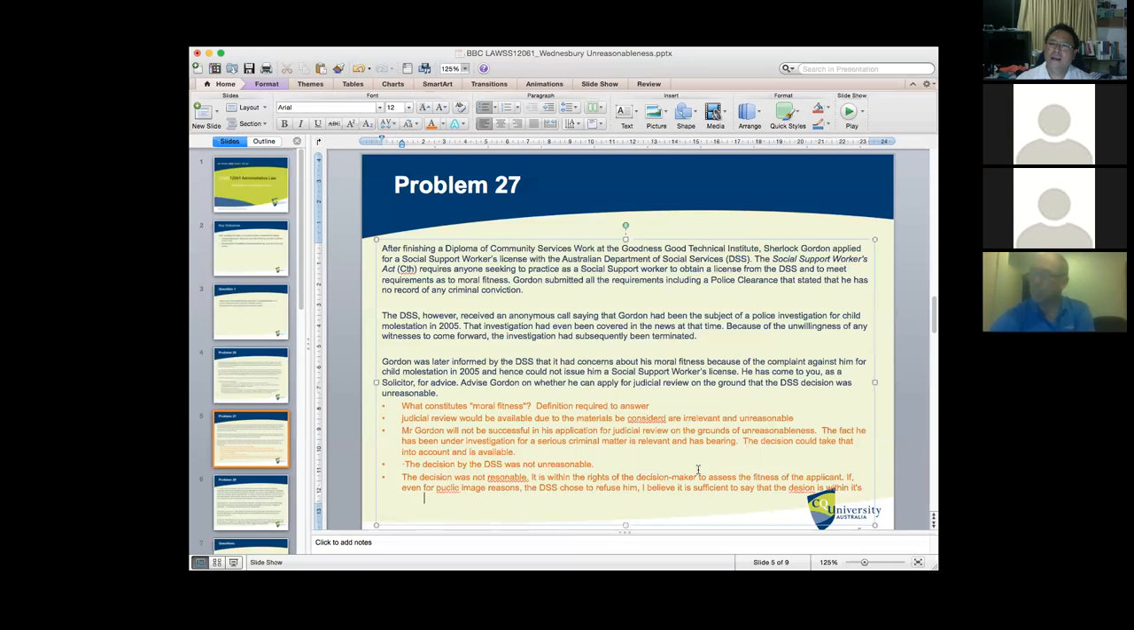From a question of law, if this scenario came up, as a solicitor, I would advise Gordon to apply for a judicial review, because there's nothing in that scenario that says to me that he hasn't met the requirements. The only twisting factor is, what is moral fitness? How is that defined, and how is it demonstrated? Okay. From the viewpoint of administrative law, the fact that there is no definition of moral fitness, what does that tell us?